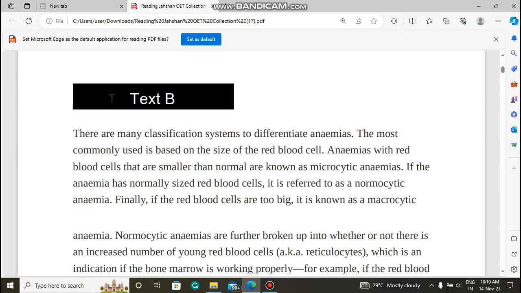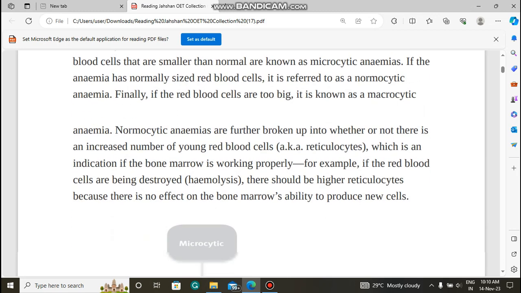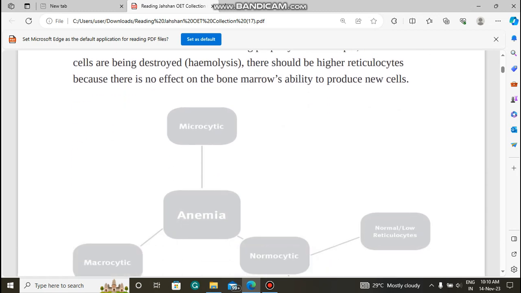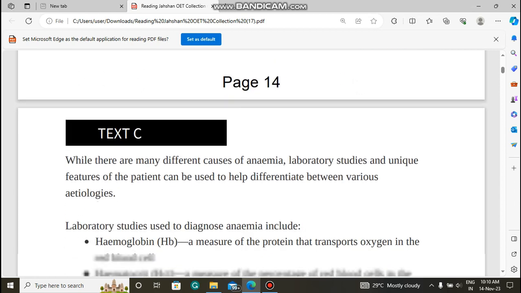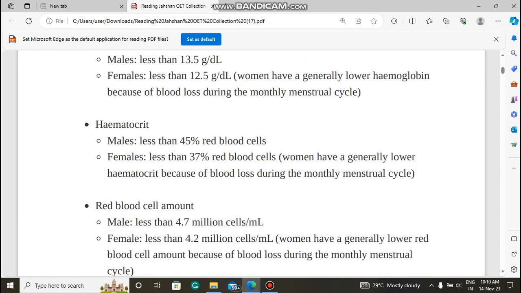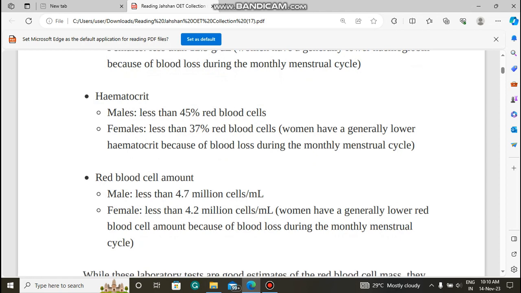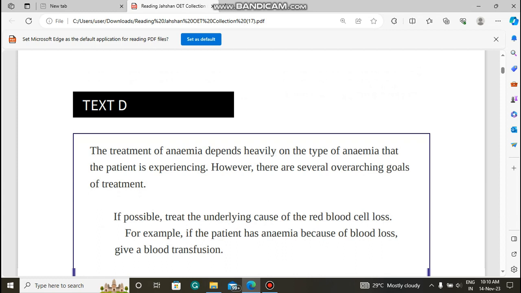The B part consists of classification, how anemia is being classified into different groups. We can also see a diagrammatic representation is being shown here. C part. The C part consists of different causes of anemia, laboratory studies and unique features. Whereas, let's move to the D part. Here, in the D part, the treatment is being specified.